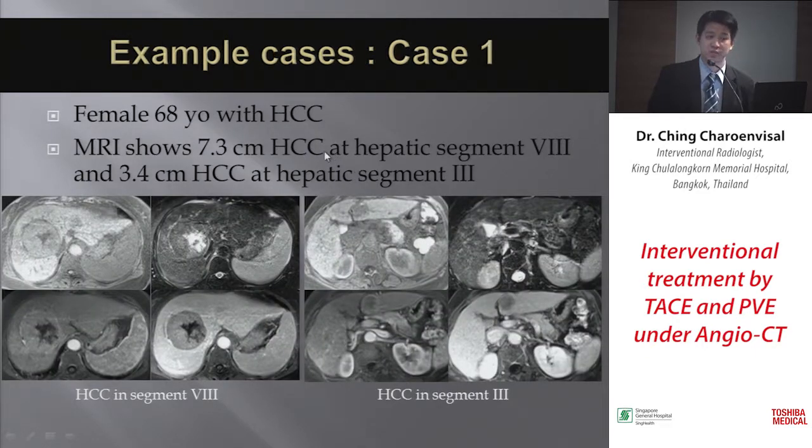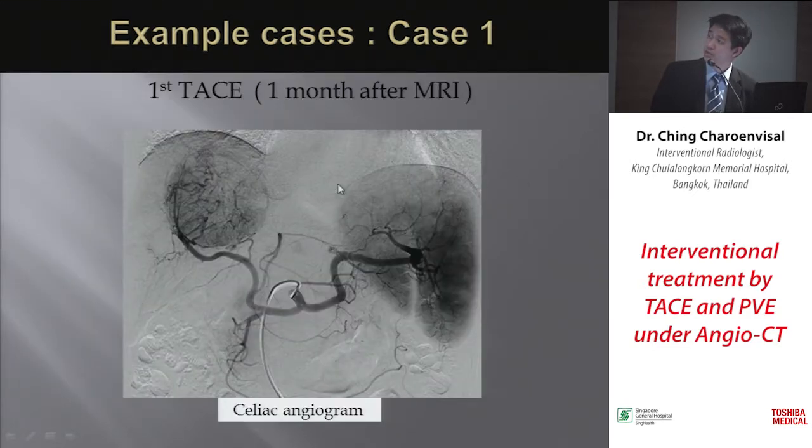This is an example case. The first case is a 68-year-old female with HCC. MRI showed a 7.3 centimeter HCC at segment 8 and a 3.4 centimeter HCC at segment 3. This is the large HCC here, and this is the small one at segment 3. In this case, we did the first TACE 1 month after the MRI. This is the celiac angiogram. You can see the large HCC is here, and the small one is here.